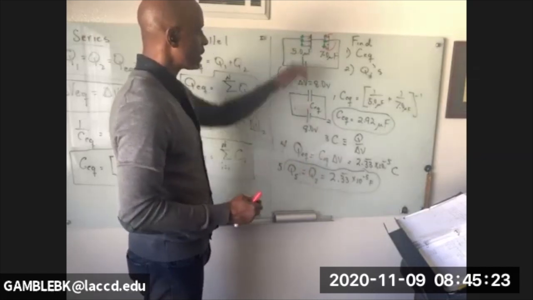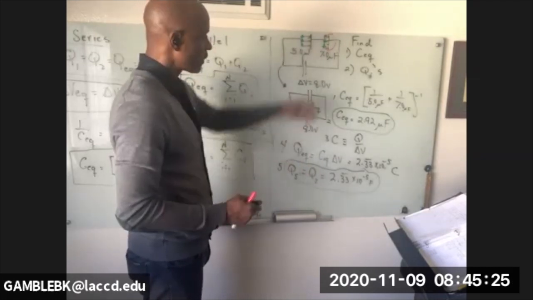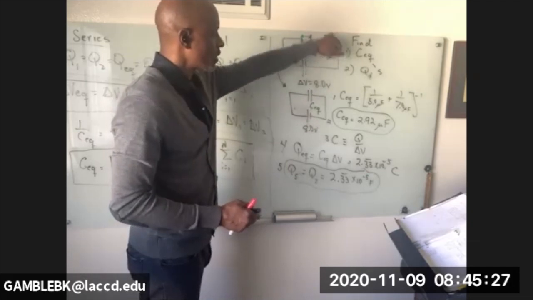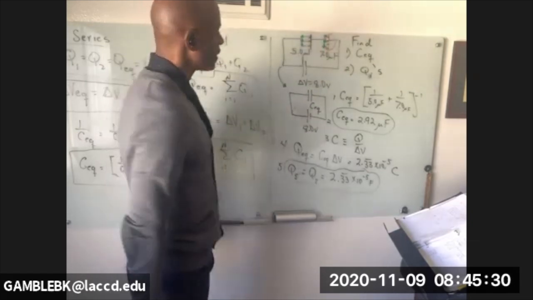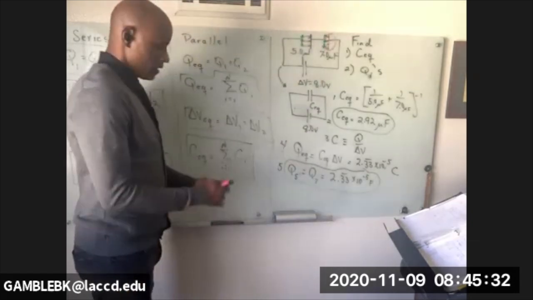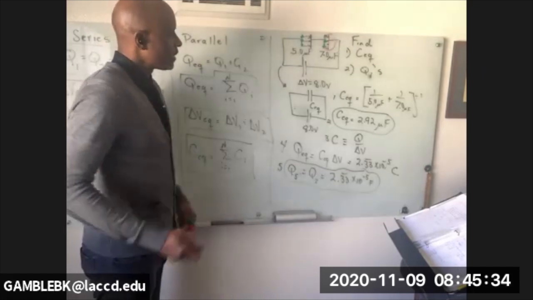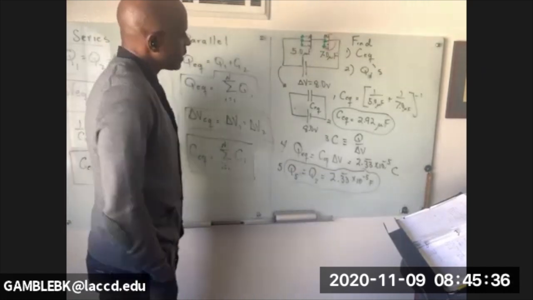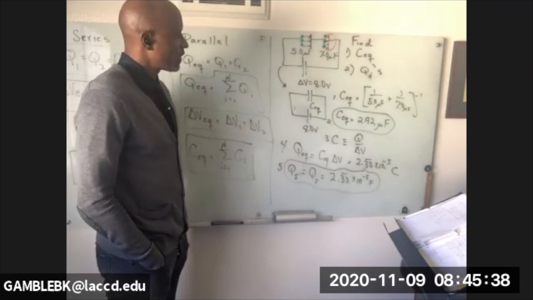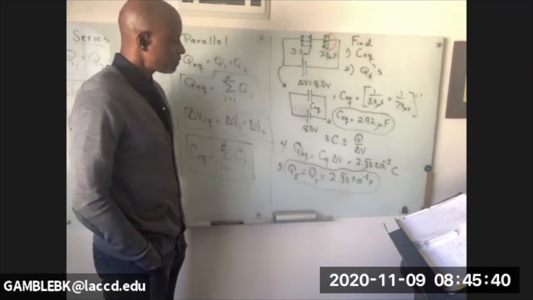So no excess charge on either of these plates or the left side of that plate. The only excess charge in this system would be the negative charge, the electrons on the right plate of the 7 microfarad capacitor. Got it. Thank you. Okay.